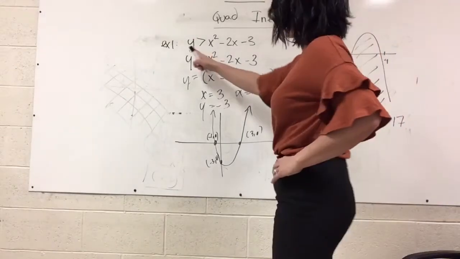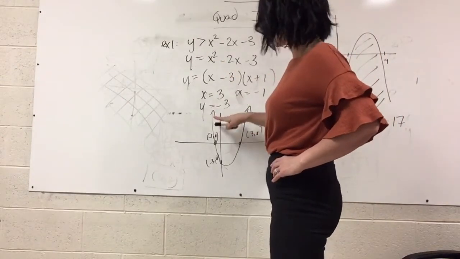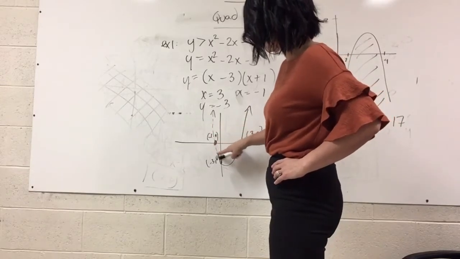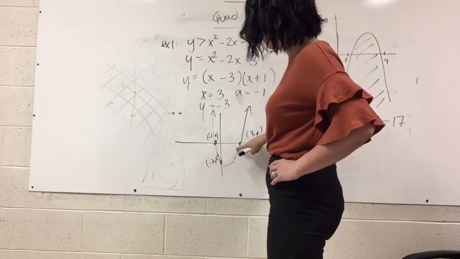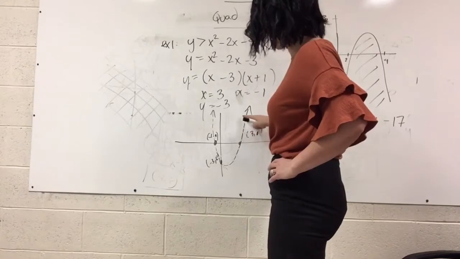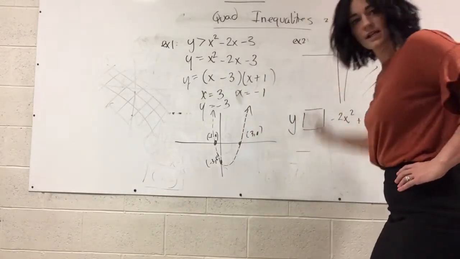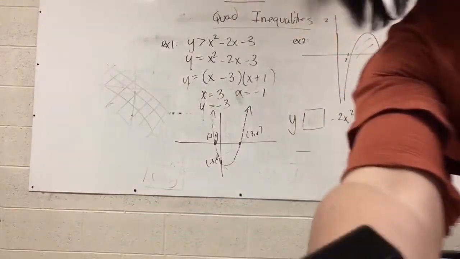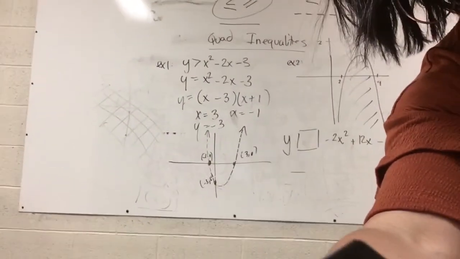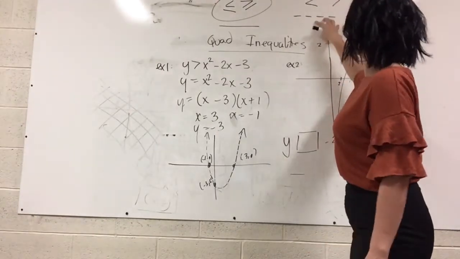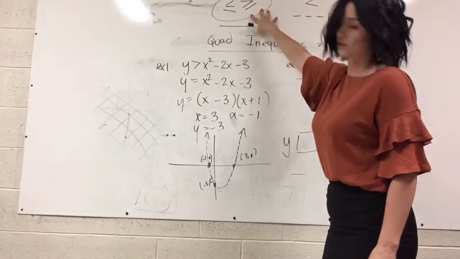This is where y is greater than, so this should not be a solid line. This guy should be a dotted line. Same rule as when it's linear. If it's less than or greater than, it's a dotted line. Oh, you guys can't see that, which I just realized. There we go. If it's less than or greater than, it's a dotted line. If it's less than or equal to, greater than or equal to, it's a solid line.